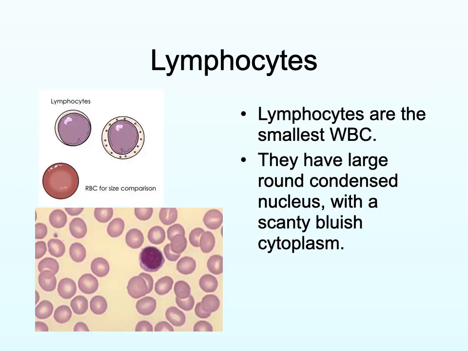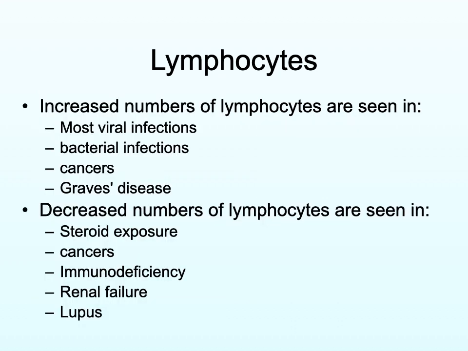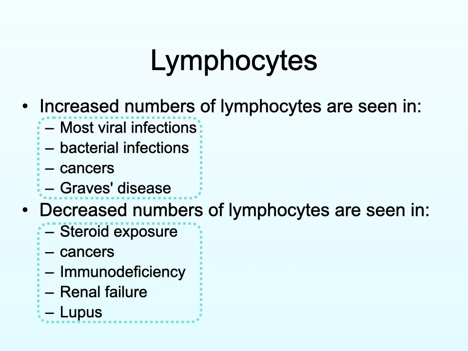Now, the lymphocytes. These are the smallest white blood cells. They have a large, round, condensed nucleus with a scanty bluish cytoplasm. Increased numbers of lymphocytes are seen in most viral infections, bacterial infections, cancers, and Graves' disease, while decreased numbers of lymphocytes are seen in steroid exposure, cancers, immunodeficiency, renal failure, and lupus.